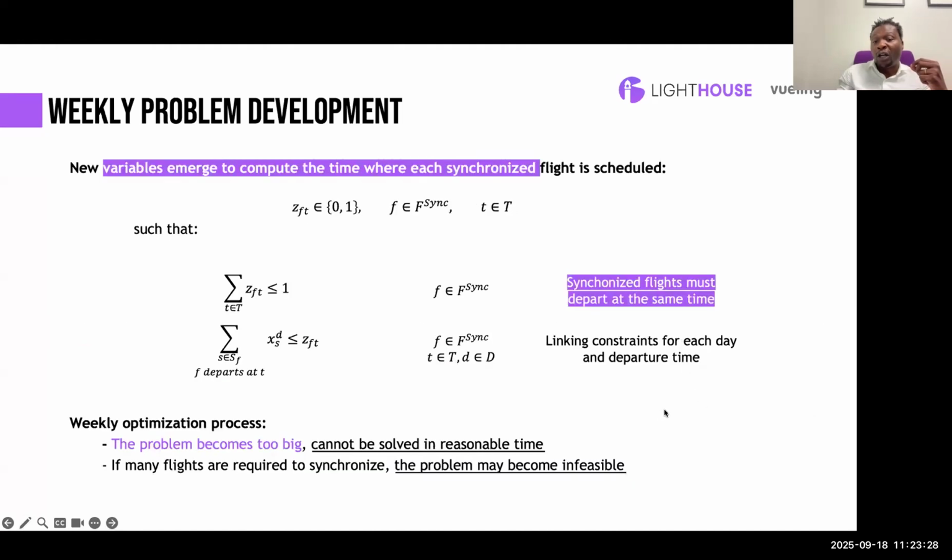If we want to solve all these problems, and make all these flights to be synchronized, maybe we can have a time constraint solving problem. Why? Because the problem that we are solving is a subset of one bigger problem that we need to solve in Vueling, in the aircraft optimization.